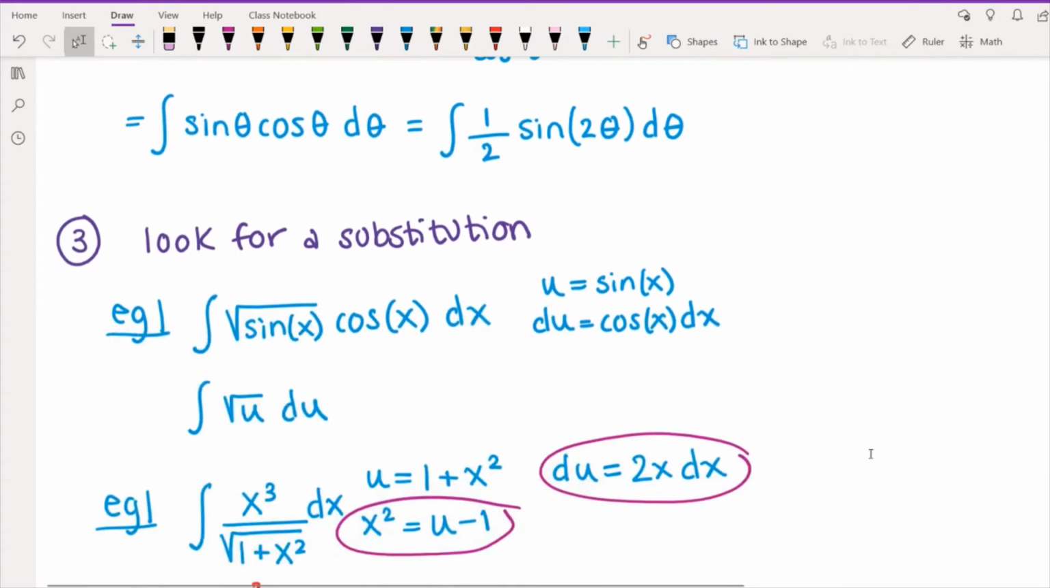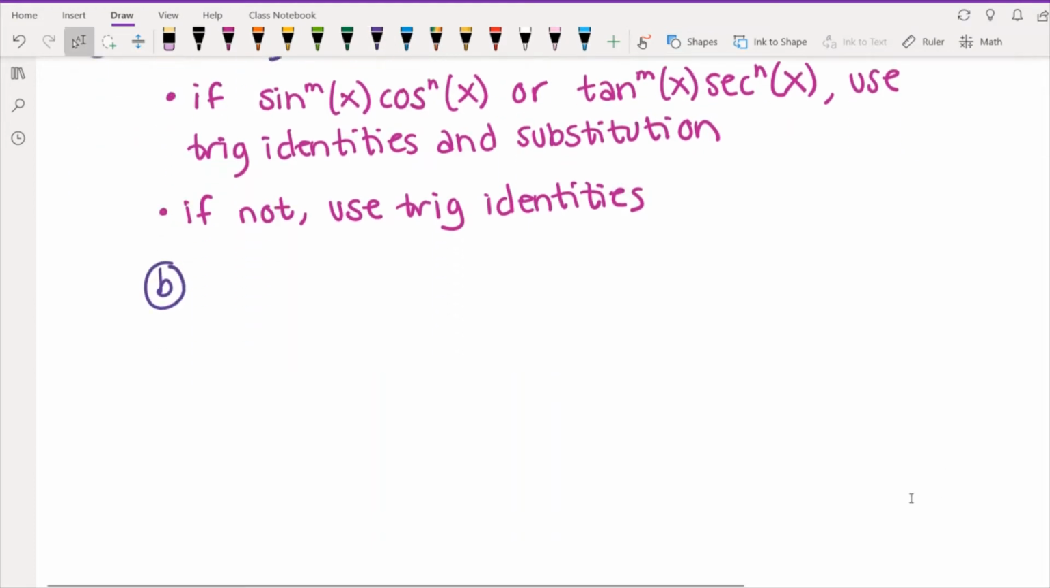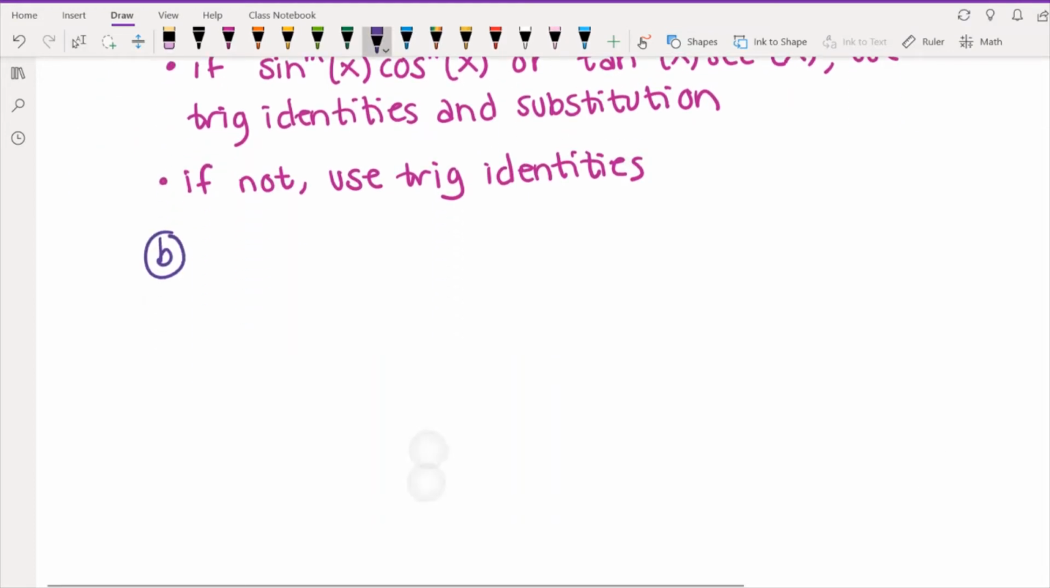Other examples that we've seen using trig identities are things like sine squared of theta or cosine squared of theta. Those are other examples where you have to use trig identities. All right, so another kind of function that we've encountered in this class is a rational function.